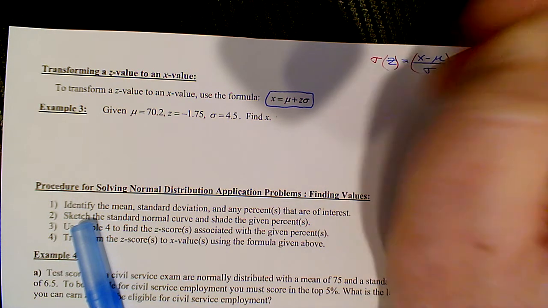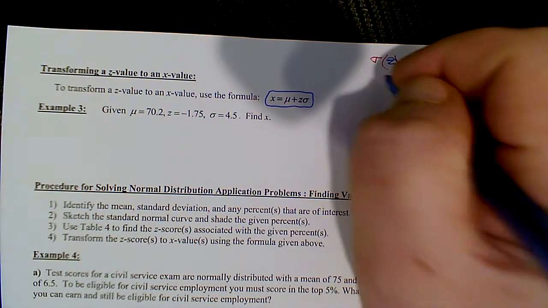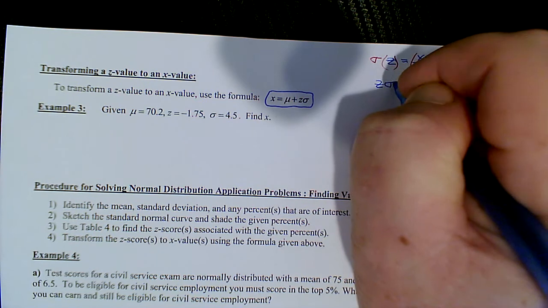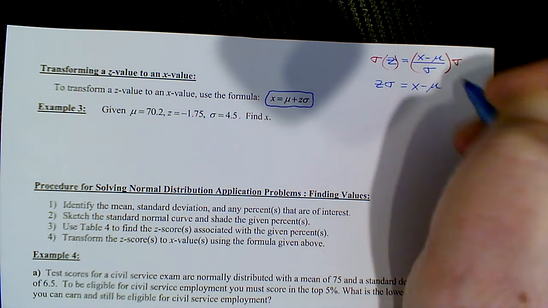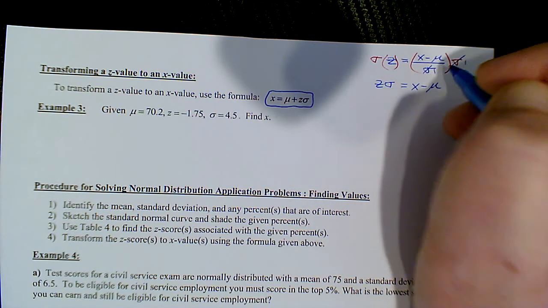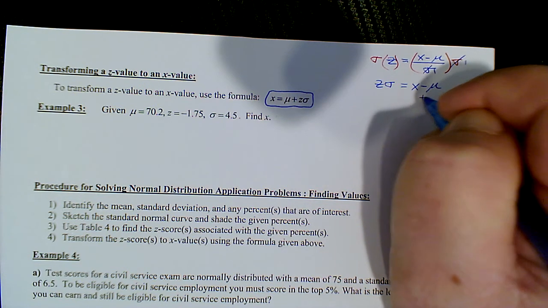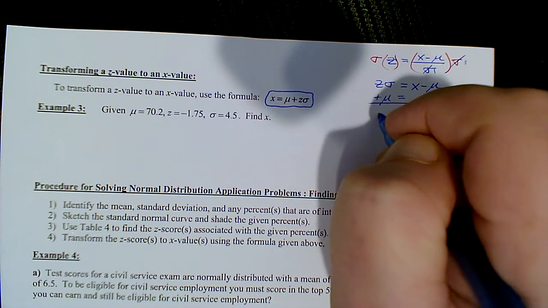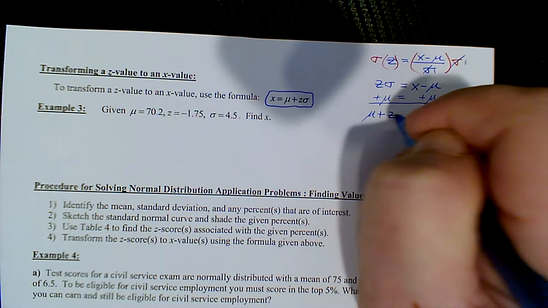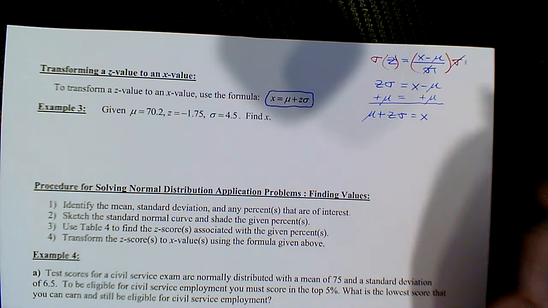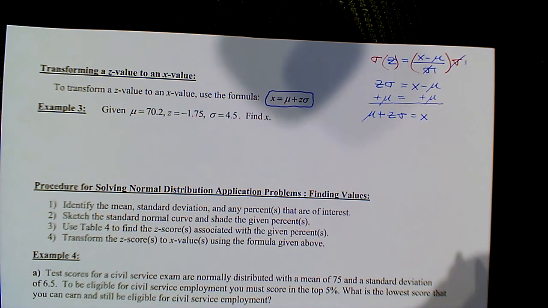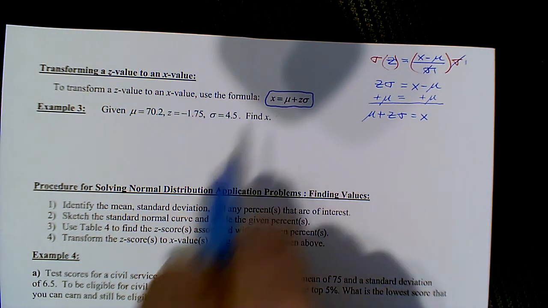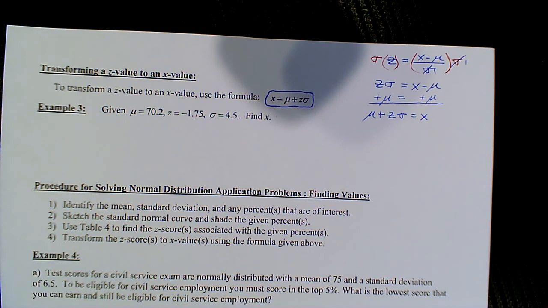We'll multiply both sides by sigma, and let me say this is z sigma equaling x minus mu, because the sigmas over here cancel. And then if we add mu to both sides, we have mu plus z sigma is equal to x. So that's actually the algebraic manipulation that gives us this formula. You don't have to worry about the algebra there. You just have to know to use that formula. And it is on our formula sheet, that is.